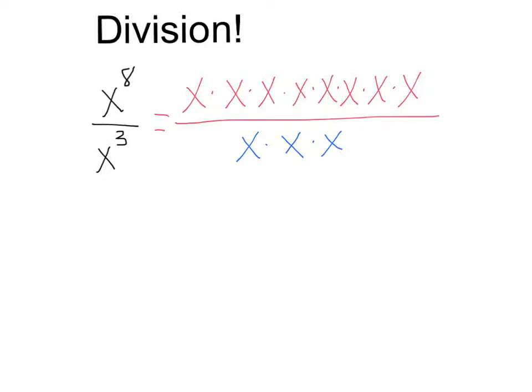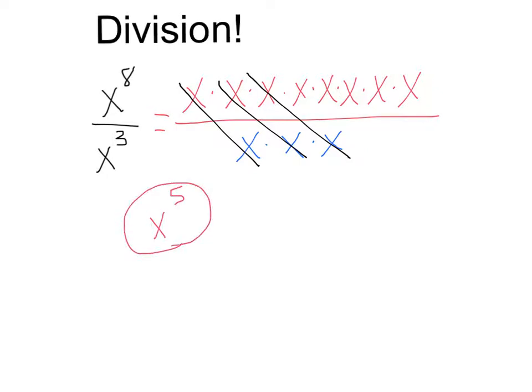Now notice, since we're on top and bottom, the numerator and denominator, each one of these is going to divide out and we could cancel. So this one will cancel, this one will cancel, this one will cancel, and we'll be left with 1, 2, 3, 4, 5, or x to the fifth.